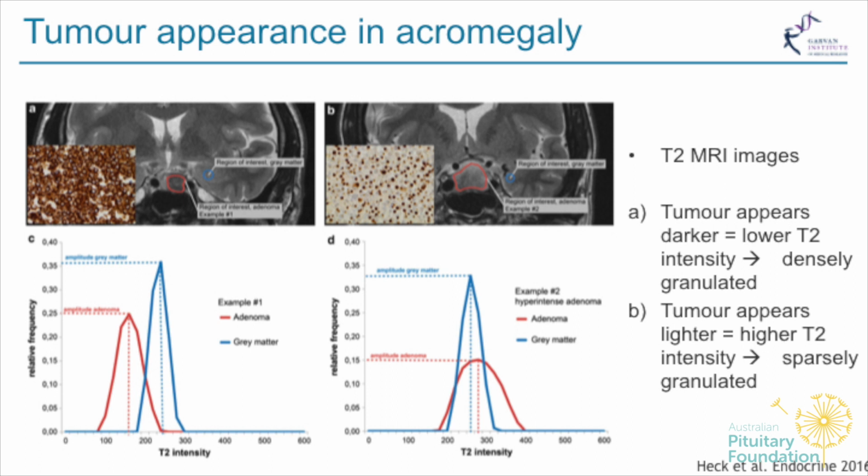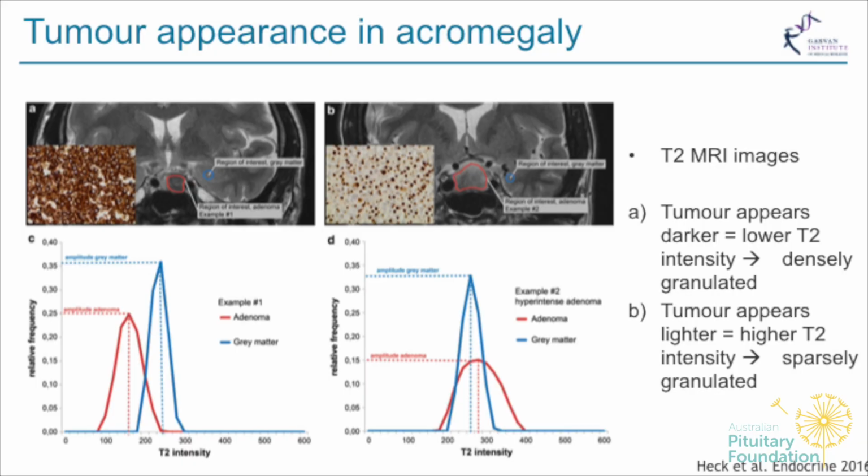We can also look at factors within the radiological imaging and density that help us to predict how tumours will behave. In particular, an example of this is in growth hormone producing tumours. We can look at the actual density. So on the left here, you can see the tumour appears darker when compared to the normal brain tissue, and that signifies a lower T2 intensity, which is associated with a densely granulated somatotroph or growth hormone producing tumour.